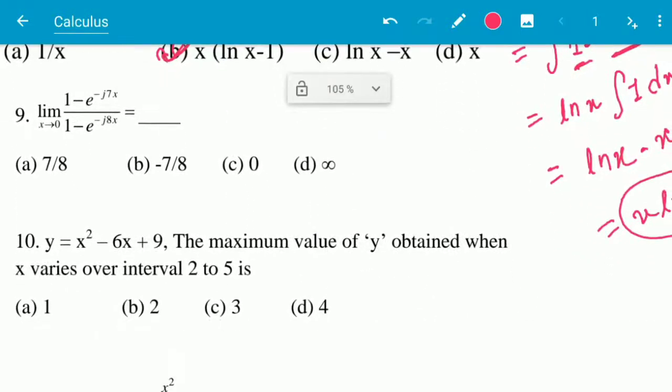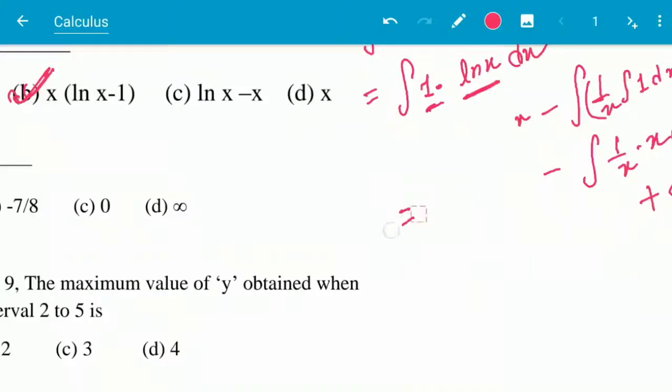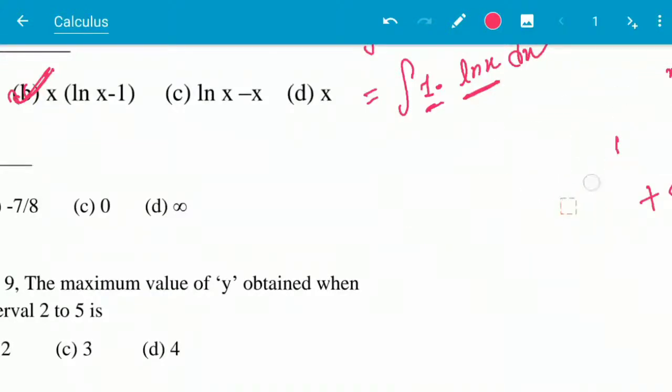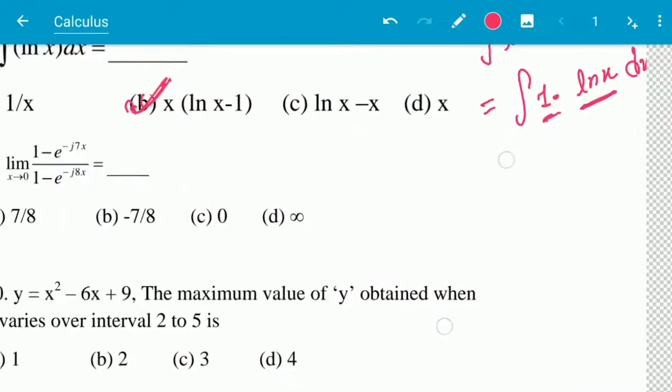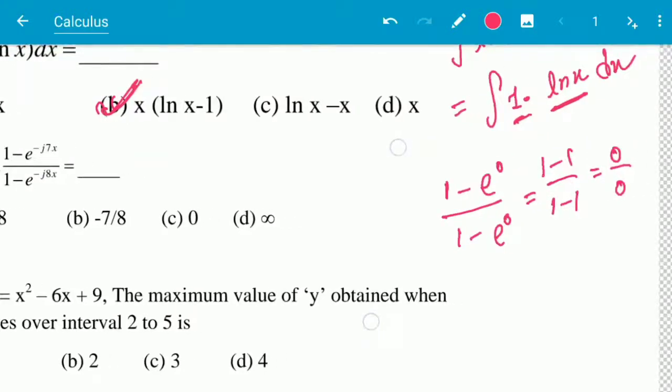So next question: limit of (1 minus e to the power minus 7x) by (1 minus e to the power minus 8x), x tends to 0. For this one, when x tends to 0, we get 1 minus e to the power 0 by 1 minus e to the power 0. So this will be 1 minus 1 by 1 minus 1. This will be the 0 by 0 form. That is again L'Hospital's rule.